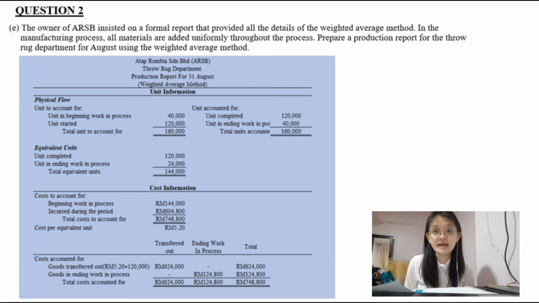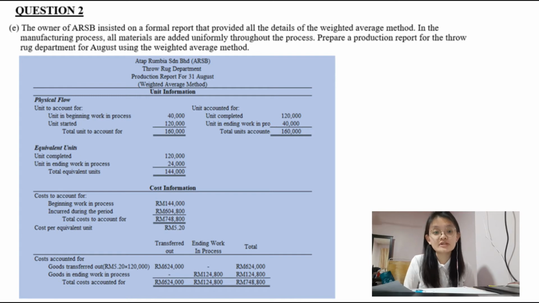And for our right hand side is the units accounted for: our unit completed and the unit in ending work in process. The unit completed is 120,000, and the calculation was already mentioned inside question 2A. And the unit in ending work in process of 40,000 is already mentioned inside our question. If we add it together, the total units accounted for will also be equal to 160,000, same as our left hand side. And the second is the equivalent units.